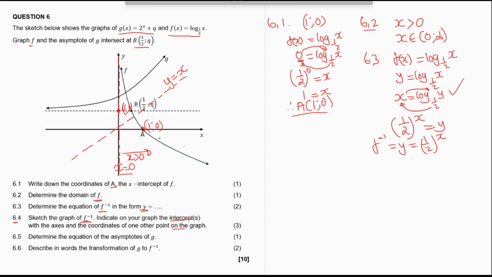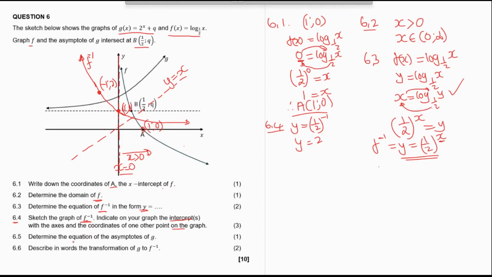Let's find any other point. We can use this equation. A simpler one will be, let's put negative 1 where there's x. So y is equal to half to the power negative 1, and then y is equal to 2. So we can use a point where x is negative 1 and y is 2. It should be this point maybe. Let's say this is (-1, 2). So we have 2 points, and then we can sketch our inverse of f. That's the inverse of f, like that.